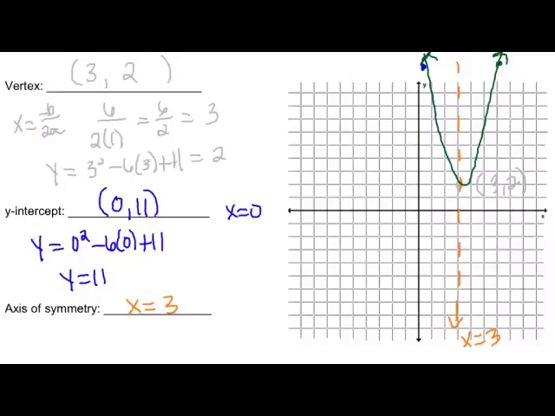So again, in standard form, we need to find the vertex, find the y-intercept, and then find the axis of symmetry to find that third point. In order to graph a parabola, we need at least 3 points. Those 3 points will help us to graph our parabolas. The next section, we're going to look at graphing in different forms. So again, this is just standard form.